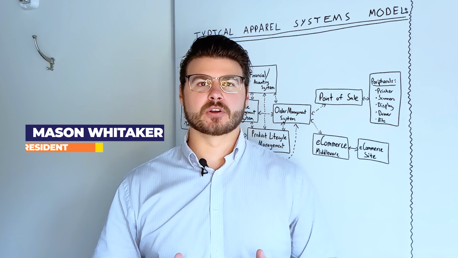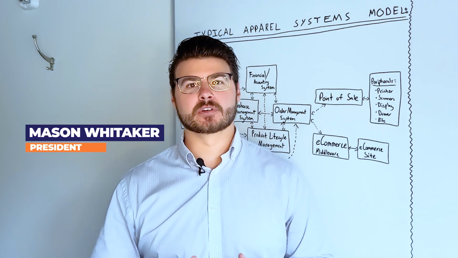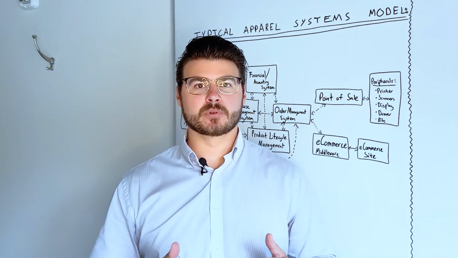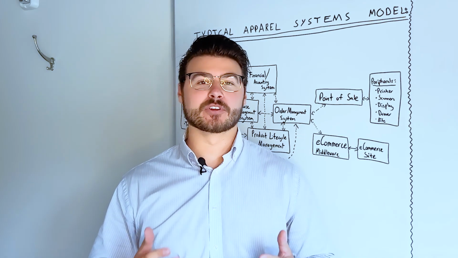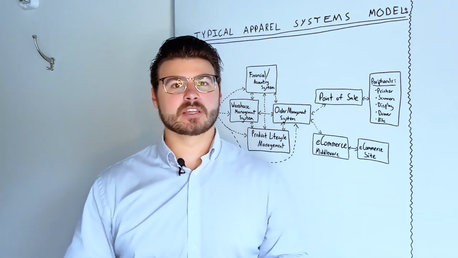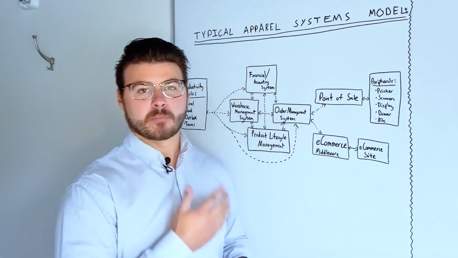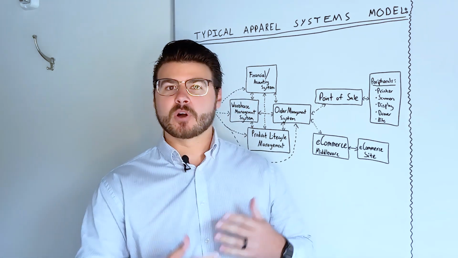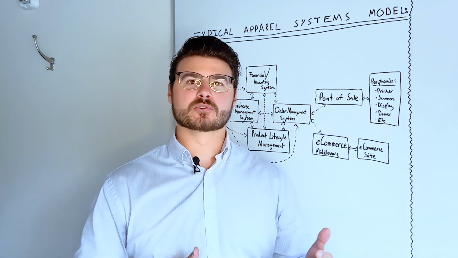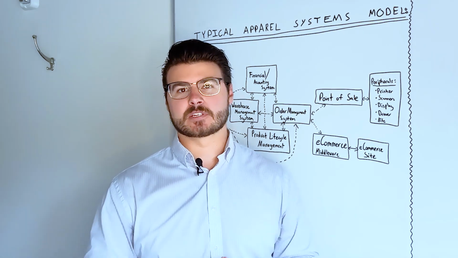System architecture varies wildly by industry, and working in digital transformation, we see a lot of the same systems over and over again. Behind me, you're going to see the typical systems model for an apparel organization. And I'm going to walk you through it and then show you what a potential future state would look like on the Dynamics 365 platform.